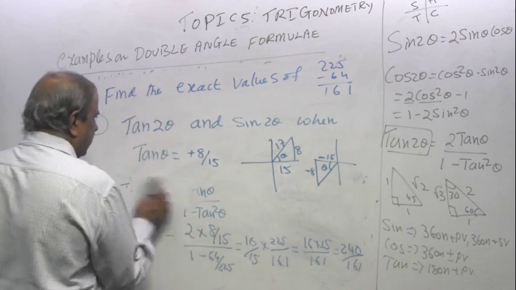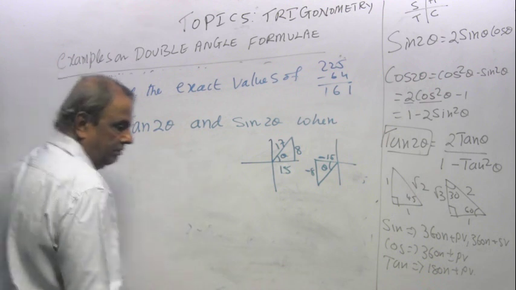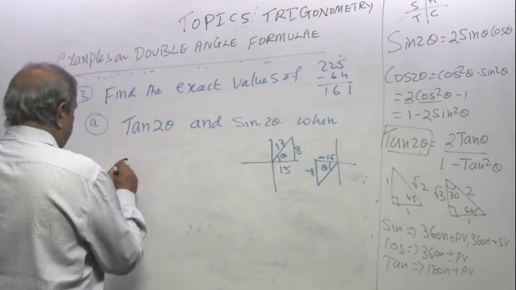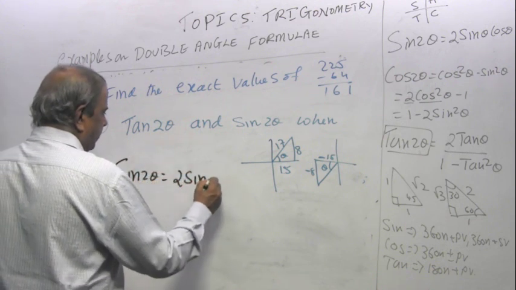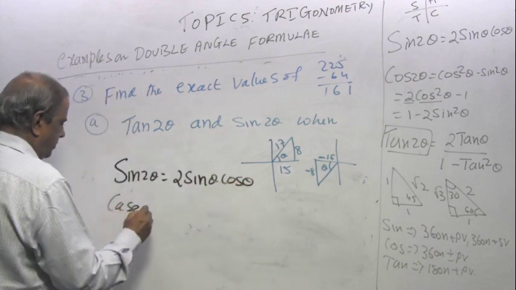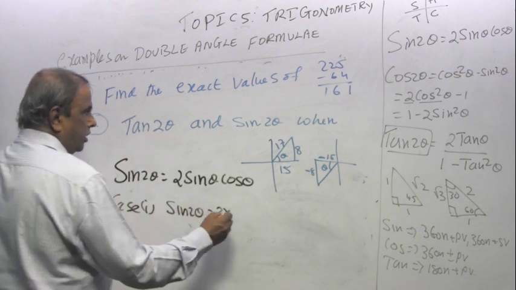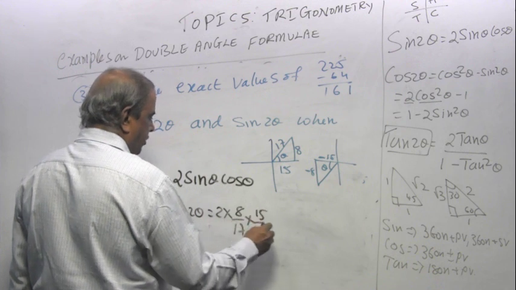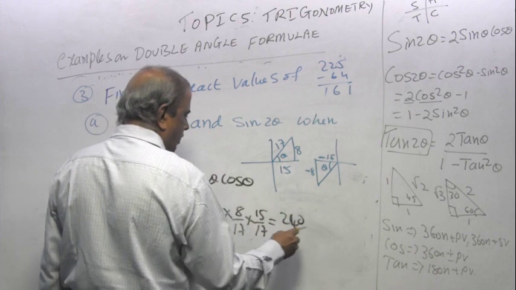Oops, I just have 1 minute, so I need to rush through a bit. Hope you don't mind. So what is sin 2 theta? Sin 2 theta is 2 sin theta cos theta. Case 1: sin 2 theta equals 2 times 8 over 17 times 15 over 17, which is 240 over 289.